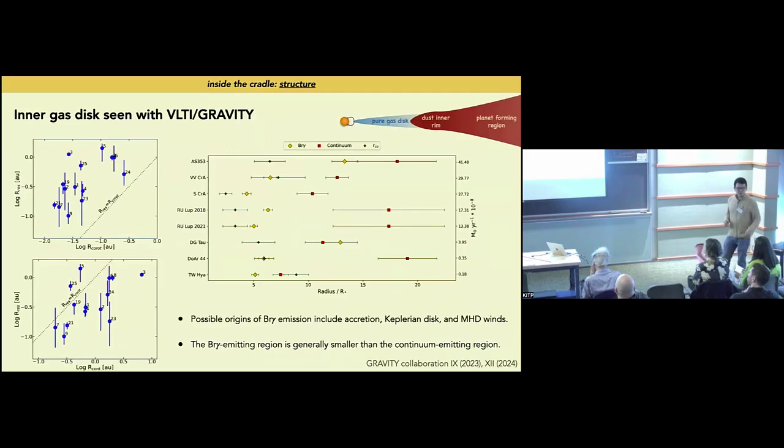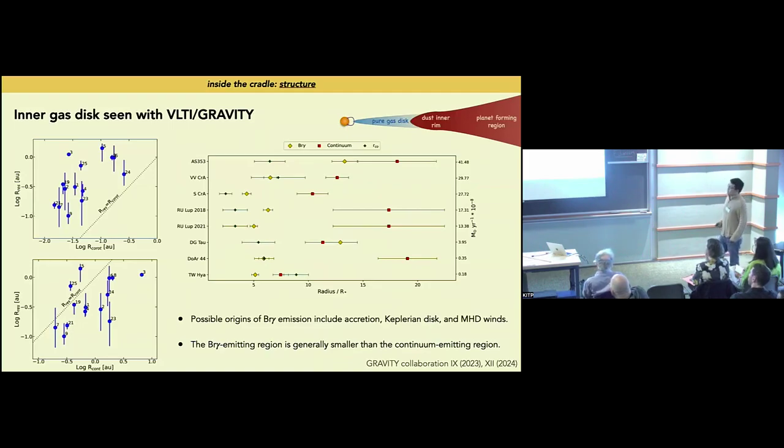It can come from the accretion, but other than these two low accretors, where we see the Brackett gamma emitting area is much smaller or comparable to the corotation radius and continuum radius, we believe most of this Brackett gamma emission is coming from either the Keplerian disk or MHD-driven wind in the inner part of the disk. So right here, not necessarily onto the central star.